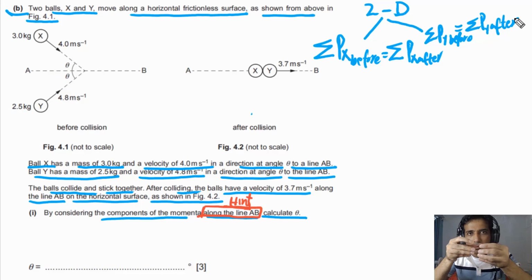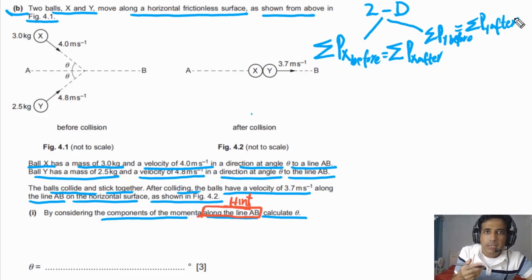So in this case, you have to treat momentum along x separately and along y separately. So it just becomes momentum in one dimension. So let's try to understand how we can use this principle. If you look at ball x, you can see it has two components of momentum. It has one component along line AB and one component perpendicular to line AB. And this component is along line AB. We have to consider this component to calculate the value of theta.